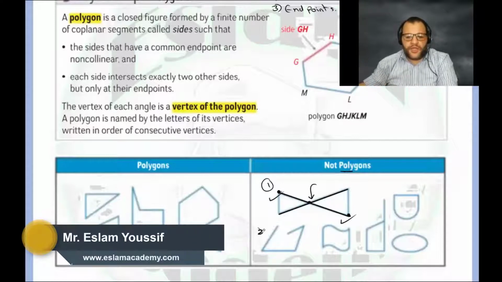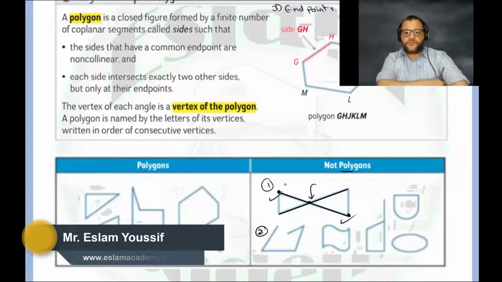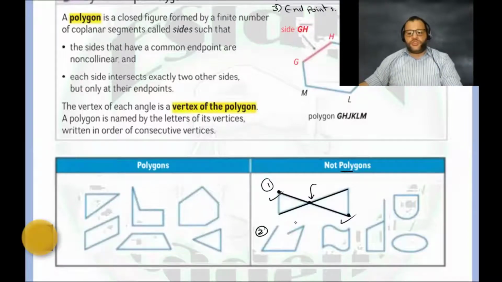Figure number 2, why is it not a polygon? It's not closed. It's open. Figure number 3, why is it not a polygon? It has curves. We said that the polygon is a closed shape formed from 3 sides or more, and there is no curve in the polygon.